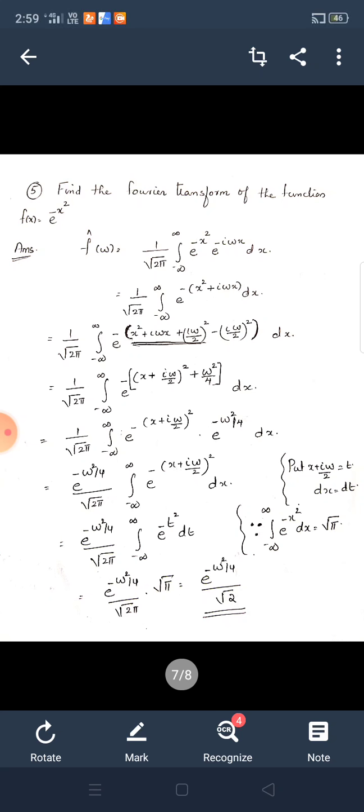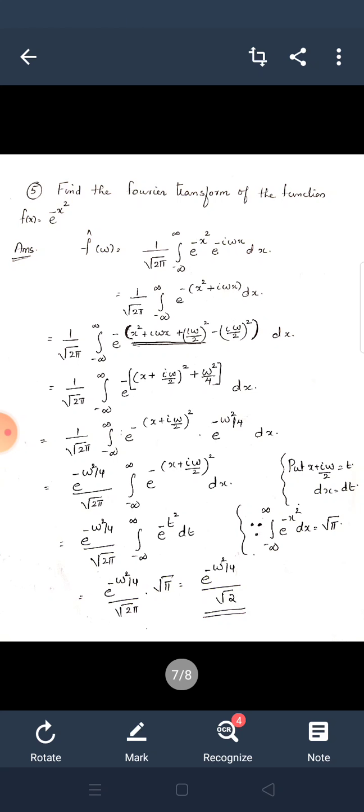And 1 by root of 2 pi integral minus infinity to plus infinity. Now we are writing the exponential in two terms. One is e raised to minus of x plus i omega by 2 whole square, into e raised to minus omega square by 4 dx, because minus is common to all. And when you integrate with respect to dx, e raised to minus omega square by 4 is a constant term, so you take it outside. So e raised to minus omega square by 4 divided by root of 2 pi integral minus infinity to plus infinity e raised to minus of x plus i omega by 2 the whole square.